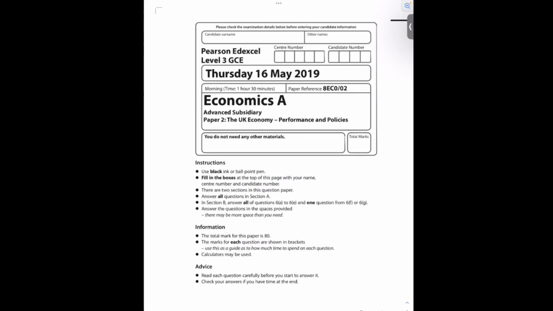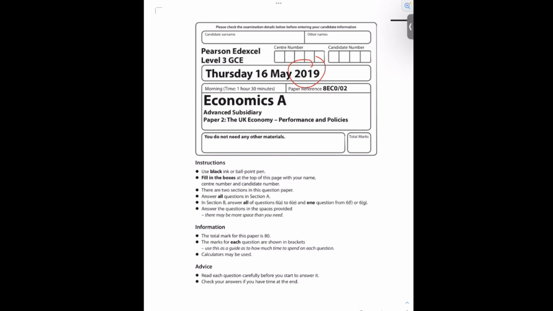Today I am going to be going through another AS paper, section A. Specifically, today we're going to be looking at a macro paper. So we're looking at the 2019 AS Advanced Subsidiary Year 12 Content Economics A, paper 2, the UK Economy, Performance and Policies.